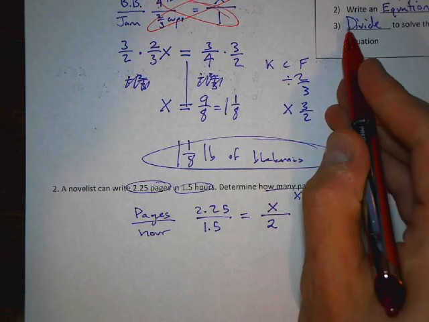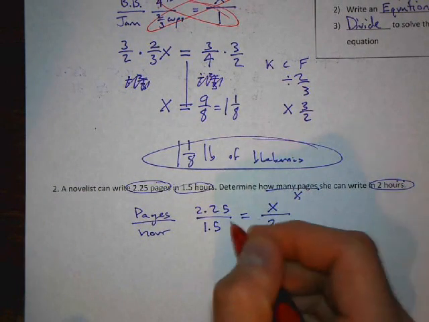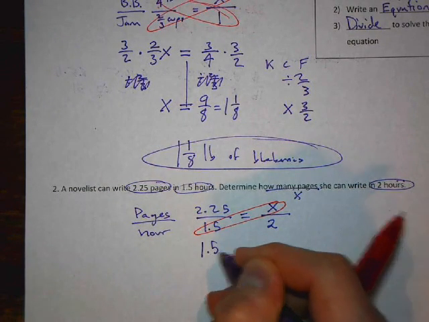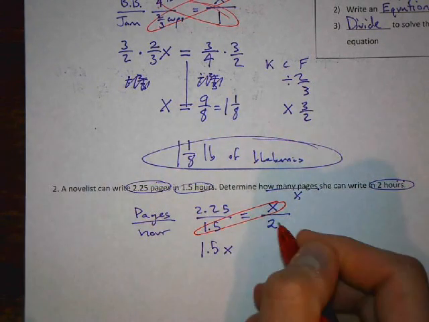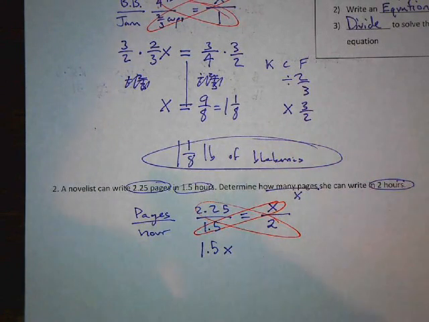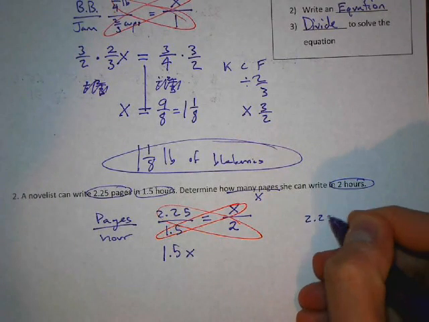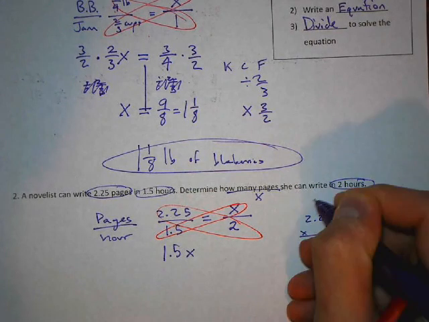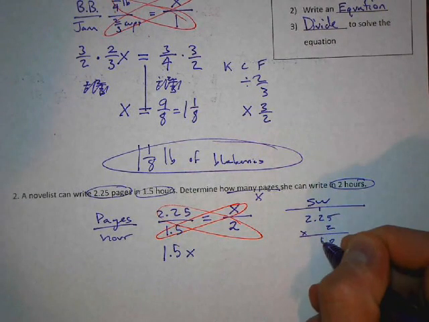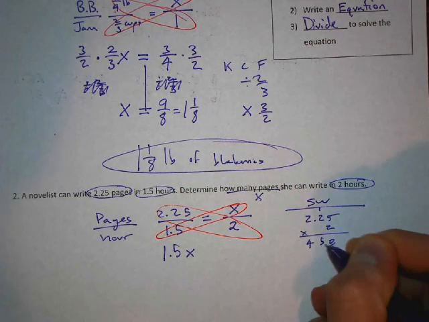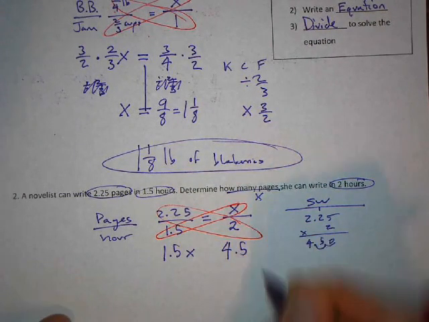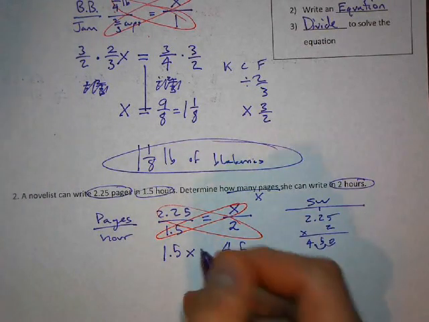Okay, now I'm going to go back to my steps. The first step up here is to cross multiply. So that means I'm doing 1.5 times x, that's 1.5x. And 2.25 times 2, I'm going to do that over to the side. 2.25 times 2, this is my side work section. Is 4.5.